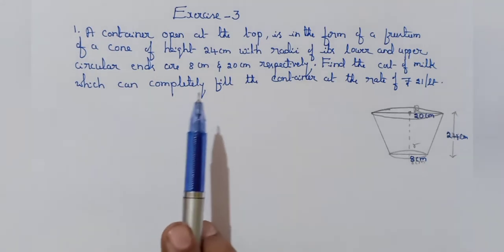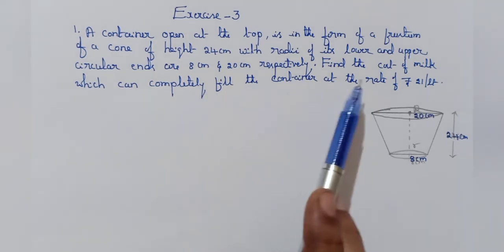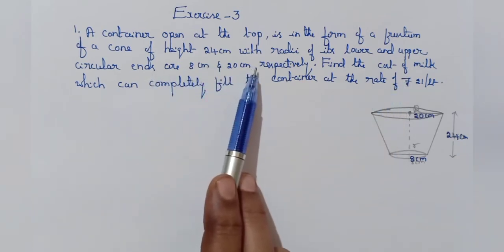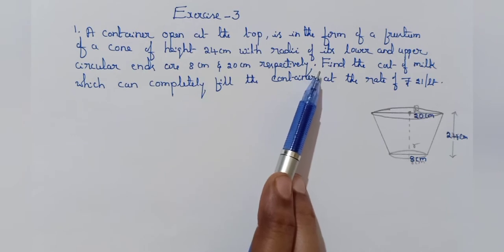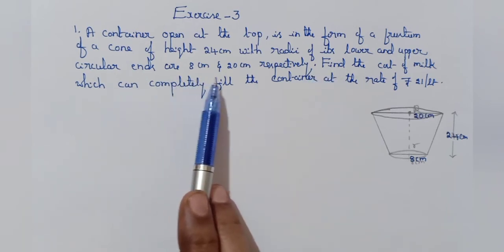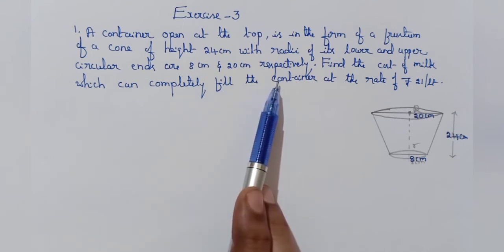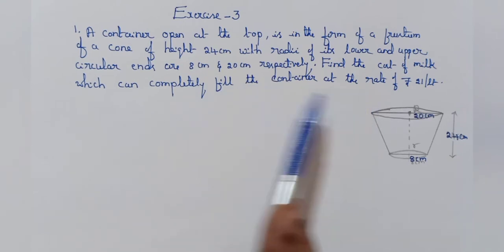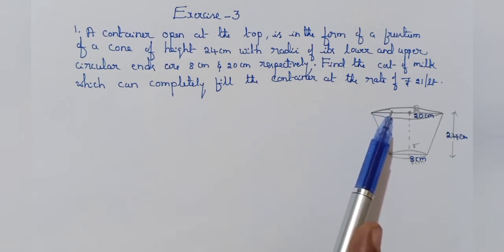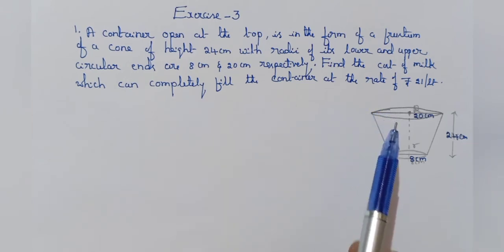A container open at the top is in the form of a frustum of a cone of height 24 cm, and the radii of its lower and upper circular ends are 8 cm and 20 cm respectively. Find the cost of milk which can completely fill the container at the rate of 21 rupees per litre.